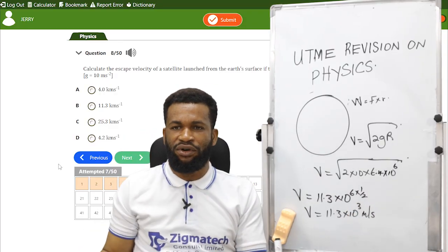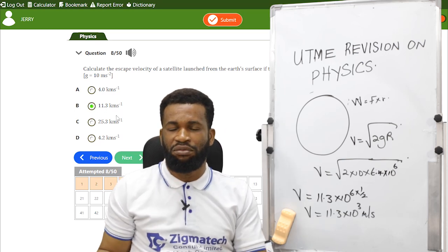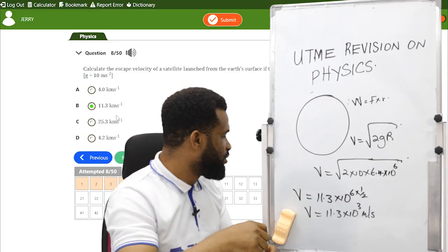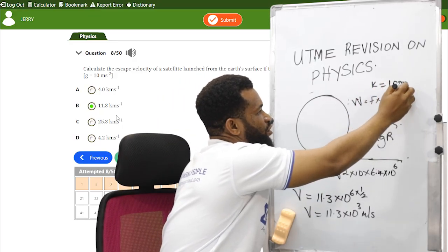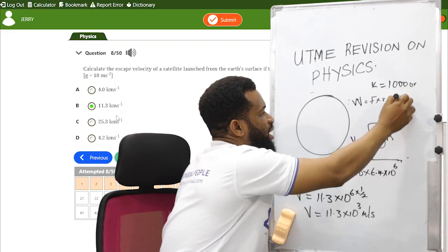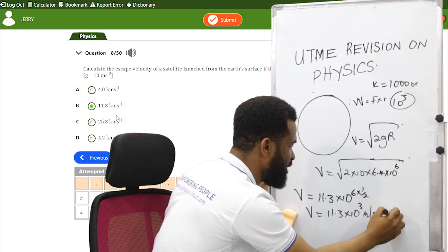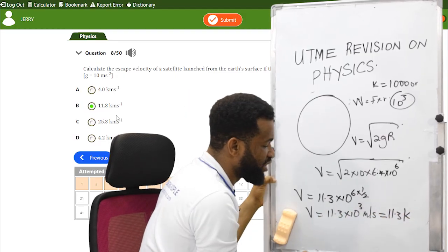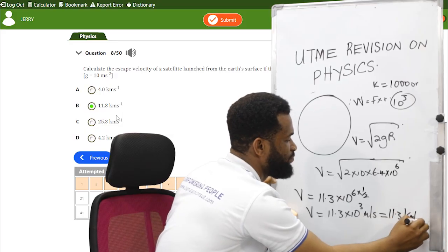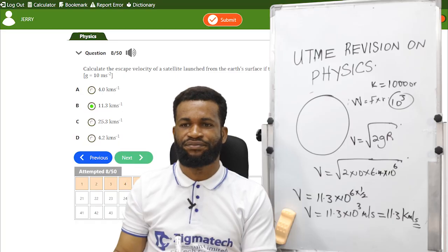But then at this point, we have 11.3 there, and I'm sure this is the option. But in this case, they have capital K. When you see capital K, it means 1,000, or 10 raised to the power 3. So what we are going to do here is we are going to say 11.3 K. Instead of 10 raised to the power 3, we're putting K and meters per second. And that is option B.